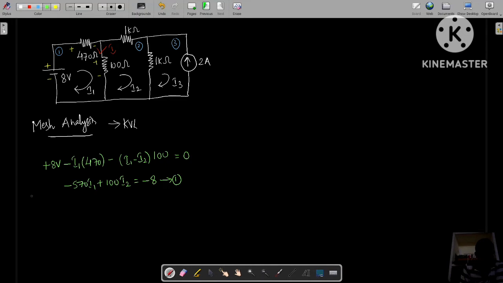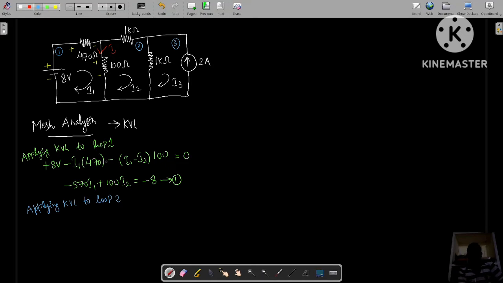So this is the equation which I obtained by applying KVL, Kirchhoff's voltage law, to loop 1. Next we will see applying KVL to loop 2. What is the equation that we can obtain? I am applying KVL to loop 2.